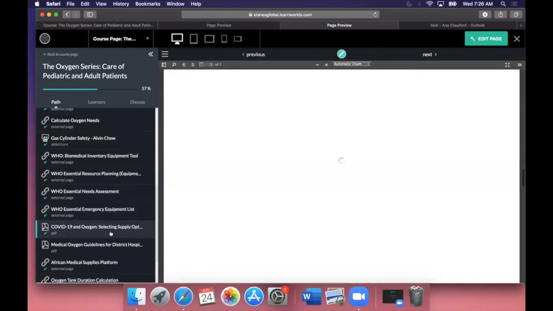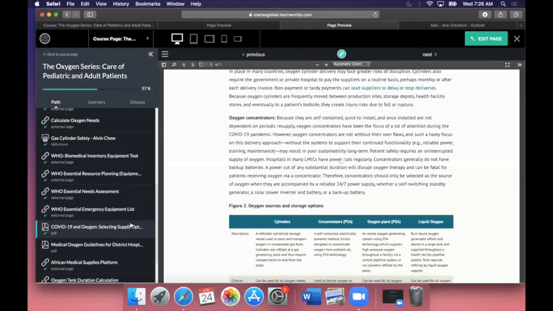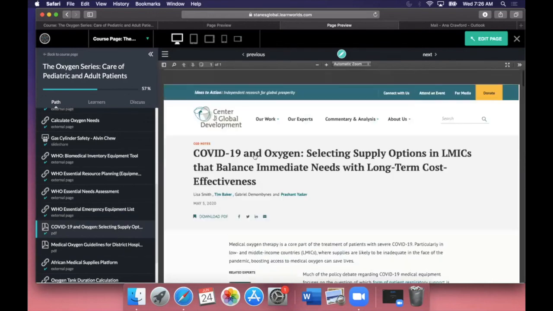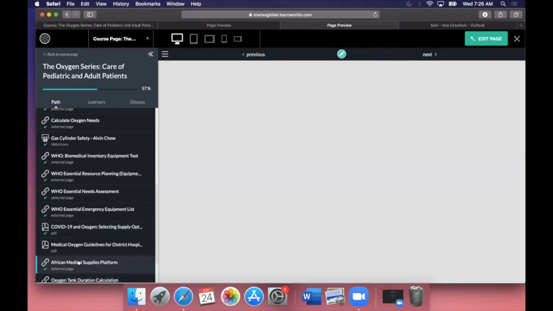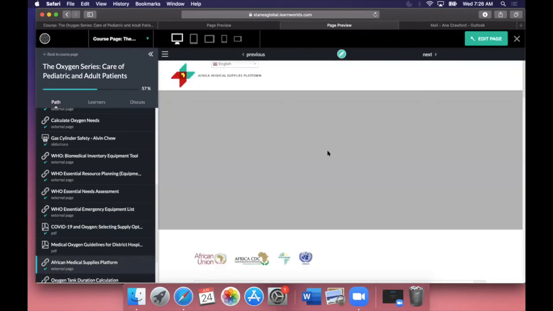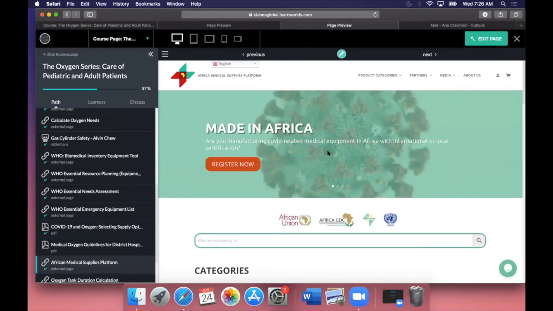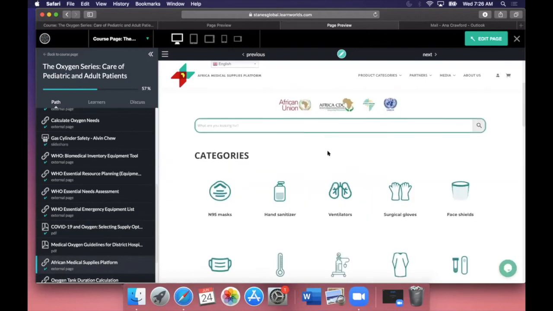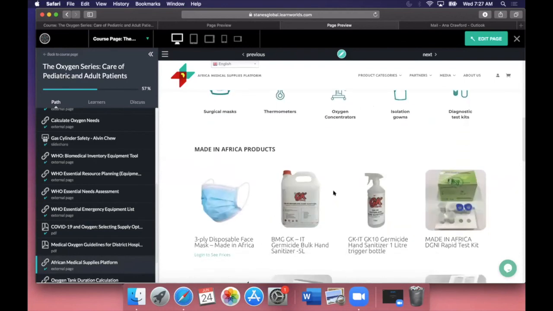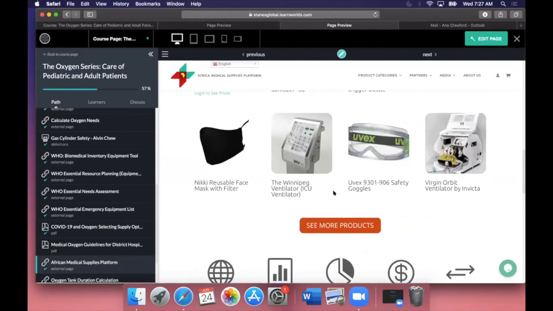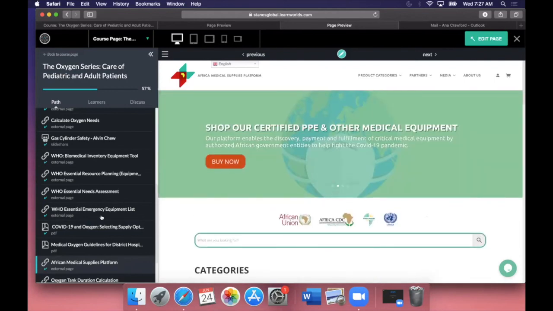Let's see, what else? I think this is the article again. This next link is the African Medical Supplies Platform. This takes a second to load. But you can actually see the different categories of supplies from Africa. And so you can click through this catalog to see if these products would be relevant to your needs.